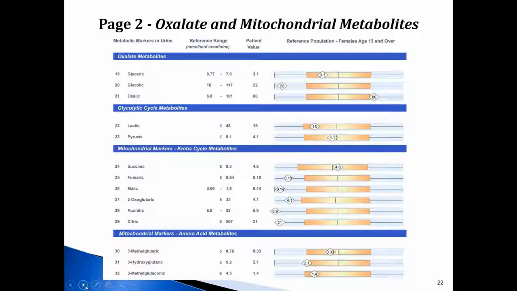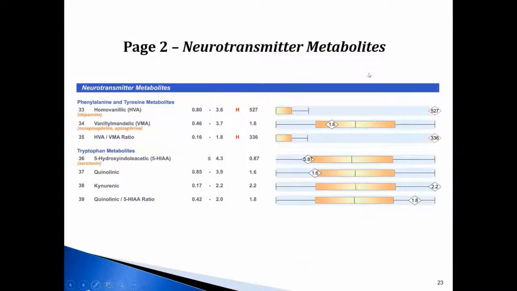Let me skip ahead. We'll come back to page 2. But if we go directly to the bottom of page 2, notice that the homovanillic acid marker is very high. This, again, is one of the highest levels I've ever seen. That's extremely high. So we have high Clostridia and high dopamine, which is creating potential problems. And the ratio is high as well, because the homovanillic acid is so high.